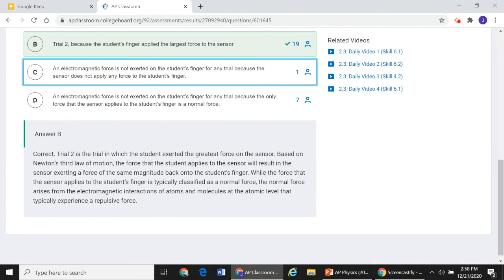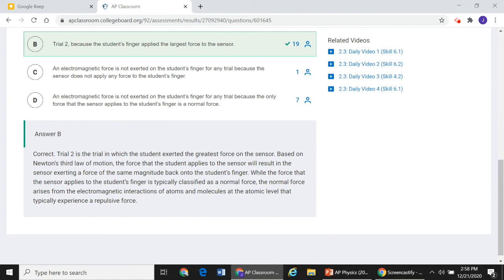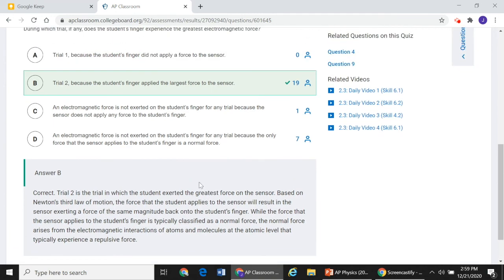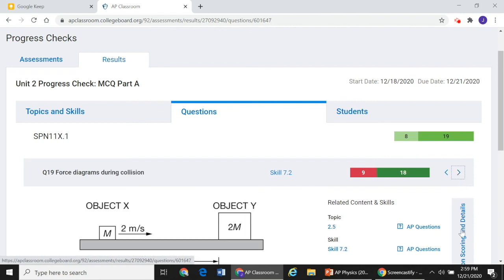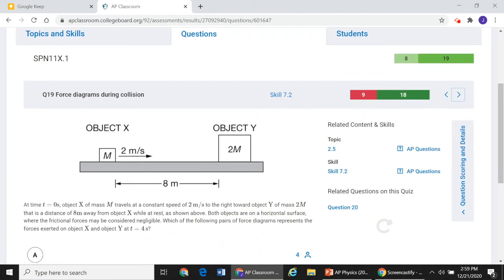And so here, it says correct. Trial 2 is the trial in which the student exerted the greatest force on the sensor. Based on Newton's third law, the force that the student applies to the sensor will result in the sensor exerting a force on the finger, while the force that the sensor applies to the student's finger is typically classified as a normal force. The normal force arises from the electromagnetic interactions of the atoms and the molecules at atomic levels that typically experience a repulsive force. That's the idea. You've got repulsion of valence electrons. The normal force is an electromagnetic force.